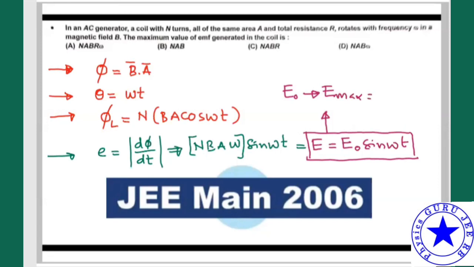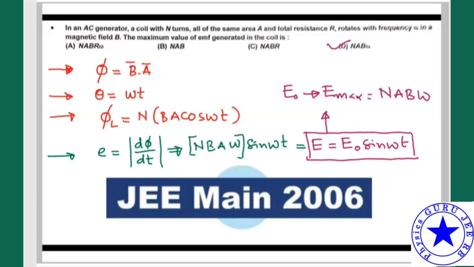E max can be written as N A B into omega. So N A B omega. What would be the option here? So I can select D as the correct answer for the JEE 2006 question. Hope it is clear till this point.